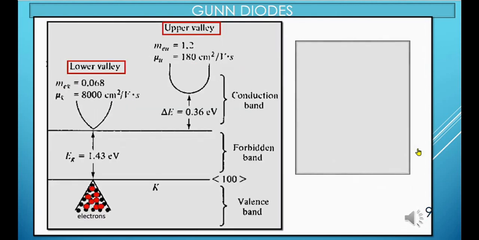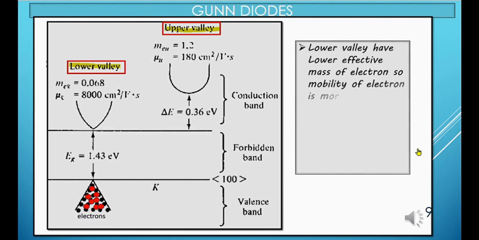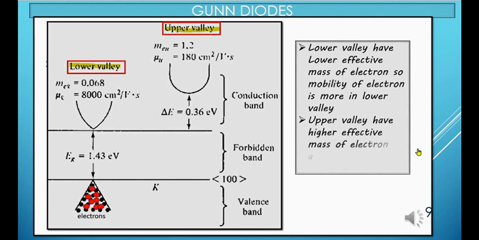This is the energy band diagram of gallium arsenide. It has two energy states in the conduction band, the lower valley and the upper valley. This is called RWH theory, and the lower valley has a lower effective mass of electron. So there will be high mobility of electrons in the lower valley, and in the upper valley there is a higher effective mass of electron, so the mobility of electrons will be low.